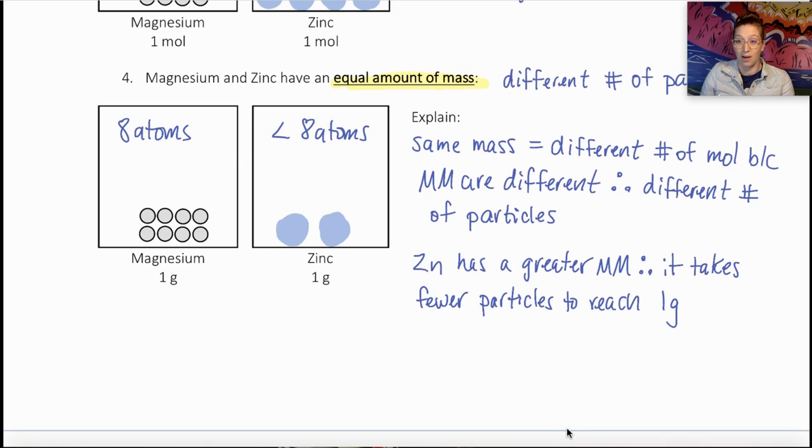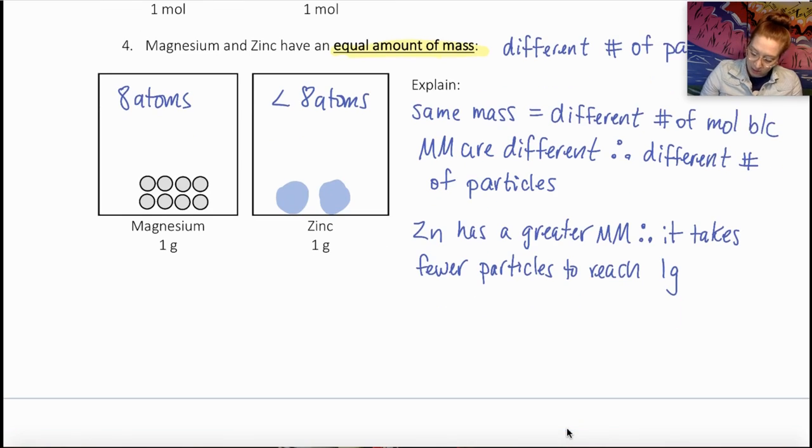Okay, again, because zinc has a greater molar mass, it's going to take fewer zinc particles or atoms to get to that mass of 1 gram, since each one is heavier. Actually, let's go ahead and add that in our explanation. Because each atom is heavier.